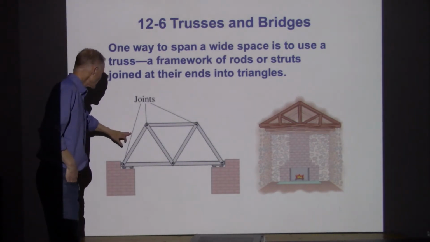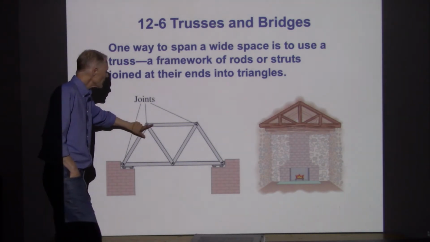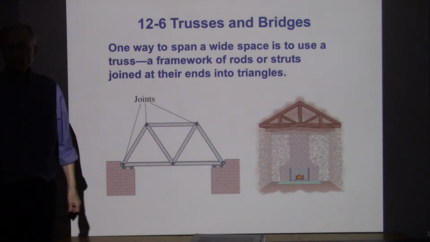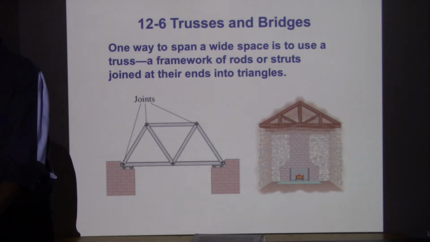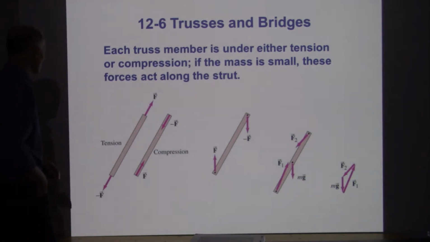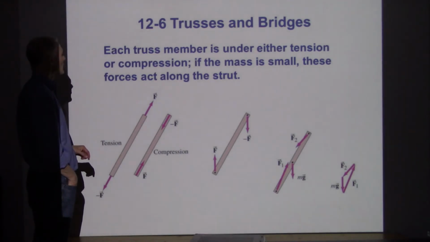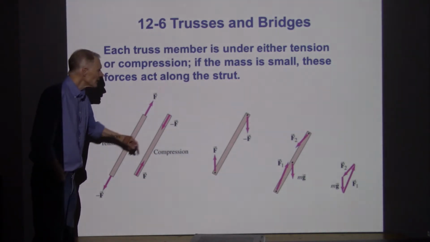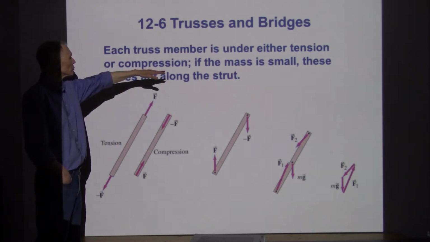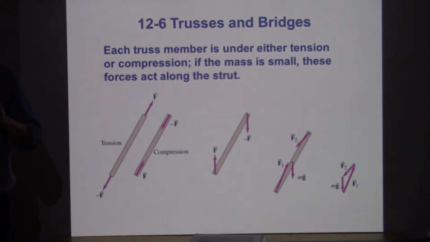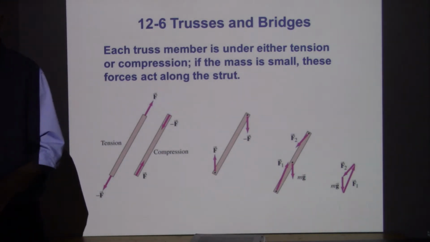Now this is a bridge, and so you can actually go in and analyze forces acting at each of these joints. This is an interesting example to take a look at, so let's do that. What's happening with these trusses is that each one is going to be under tension or compression. They've said that the mass of the structural pieces themselves is small. So if we neglect the gravitational forces acting on the pieces themselves, then the forces will line up along the structures.